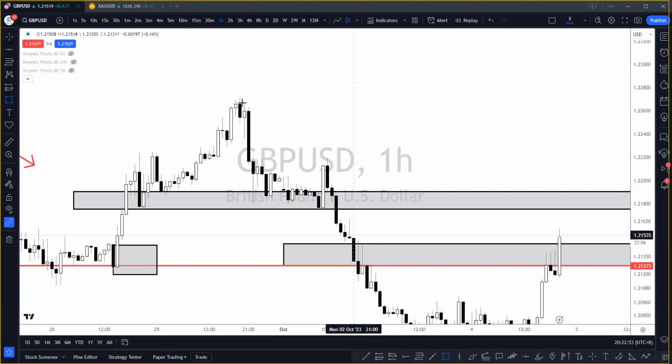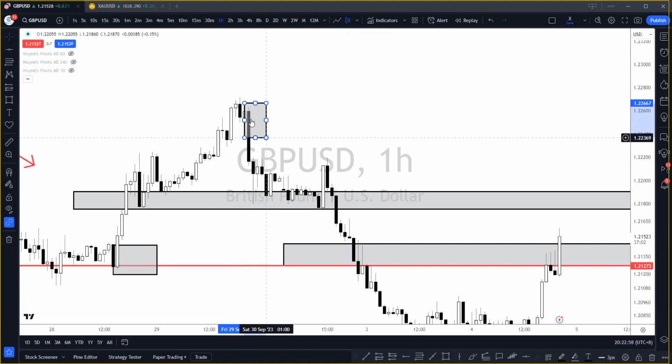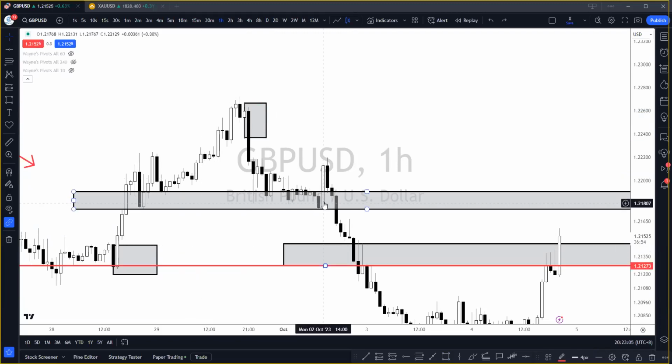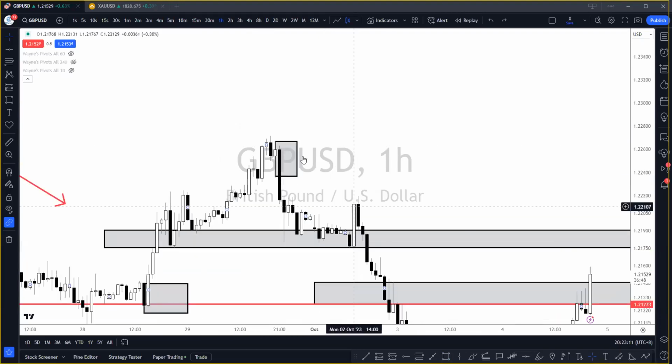For all these sells to happen, you need sufficient demand to actually allow for sells to happen. And then here again, there's this big push up before breaking down again. So this is your order block as well.